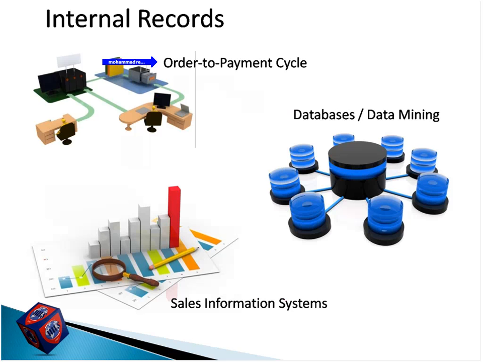You save and, as usual, you store the information about the order to payment cycle. What does it mean? You get an order from your customer, and after that you provide the goods or services for your customer, and the customer will pay for your good or service. Okay, we have an order to payment cycle.